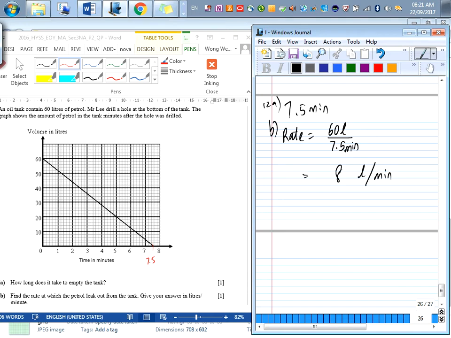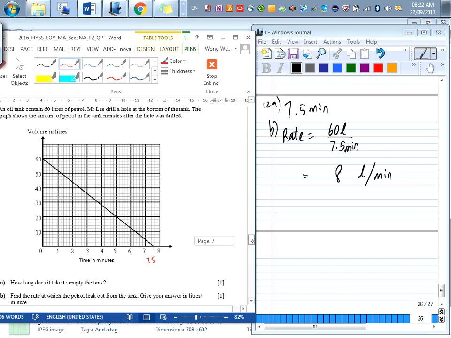So if you had used 60 divided by 7.6, you would get 7.8947, then you round it off to become 7.89 liters per minute. Okay? So I said I will be using 7.5 minutes for my answer in part A.